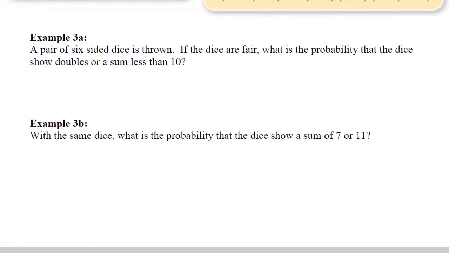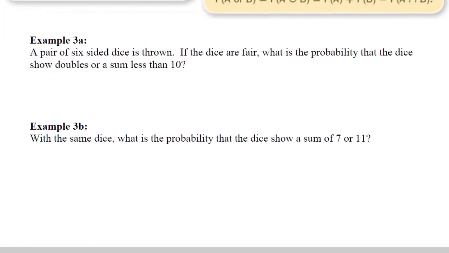So with these next story problems, some of these have overlap, some of them don't. So let's look at this first example. A pair of 6-sided dice is thrown. If the dice are fair, what is the probability that the dice shows doubles or a sum less than 10? I want you to take a second, look at your dice card, and think, is there overlap? What would that look like in this situation? Well, that would be having doubles that are less than 10.